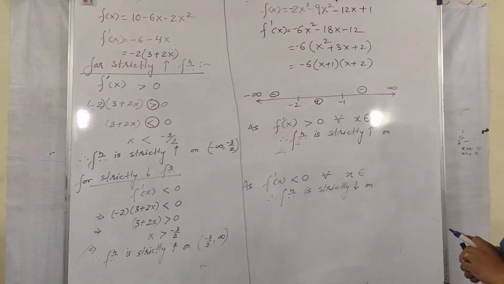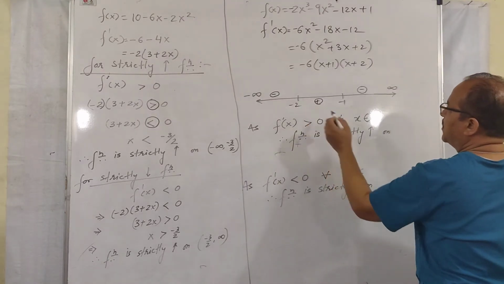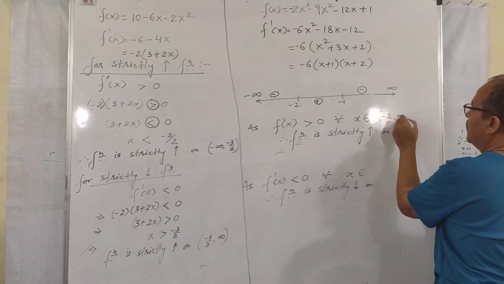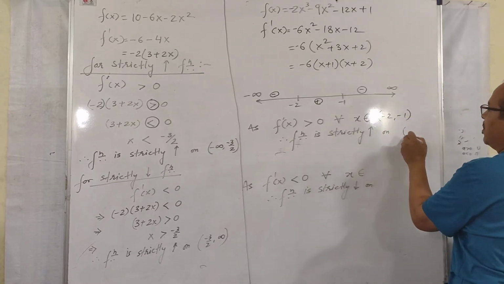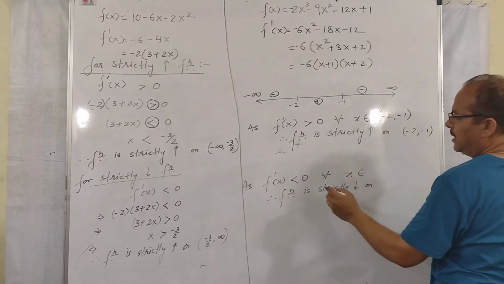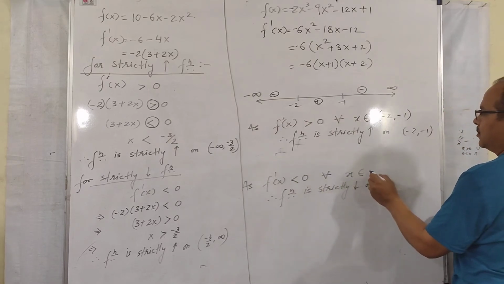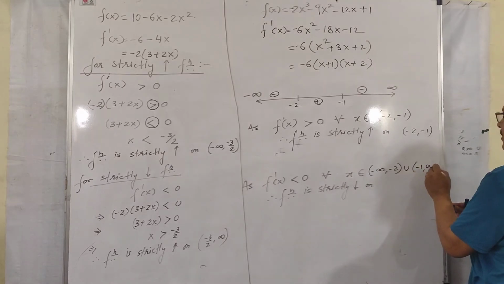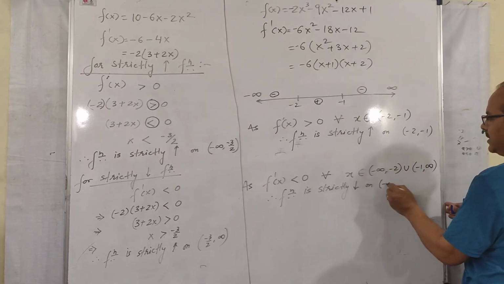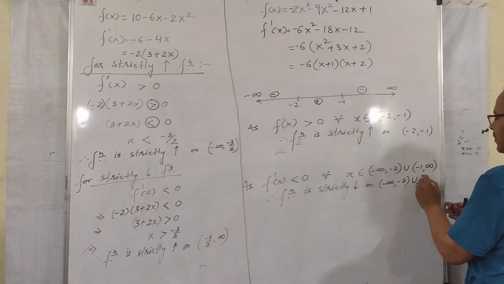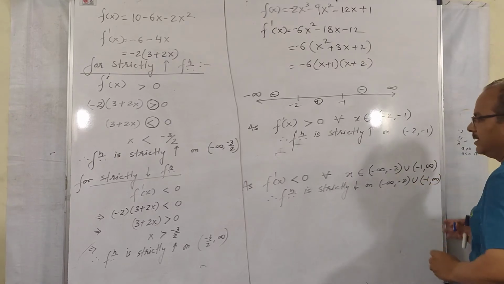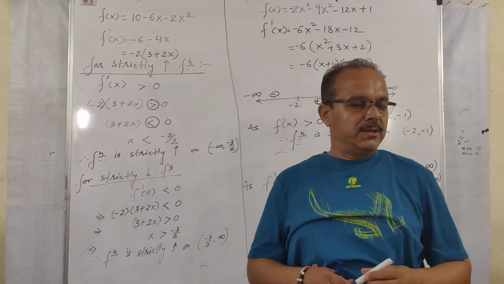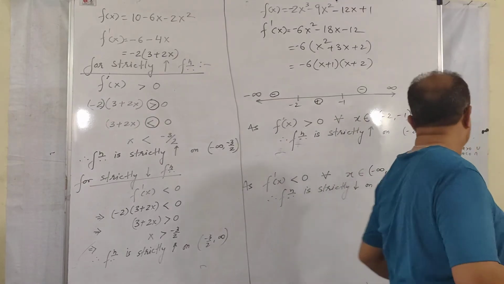So what are we finding? We are finding that f'(x) is positive when x belongs to -2 to -1, so strictly increasing on -2 to -1, and it is negative when x belongs to -infinity to -2, union -1 to infinity, so decreasing on -infinity to -2, union -1 to infinity. So in this way, we will be solving the questions with a negative sign.